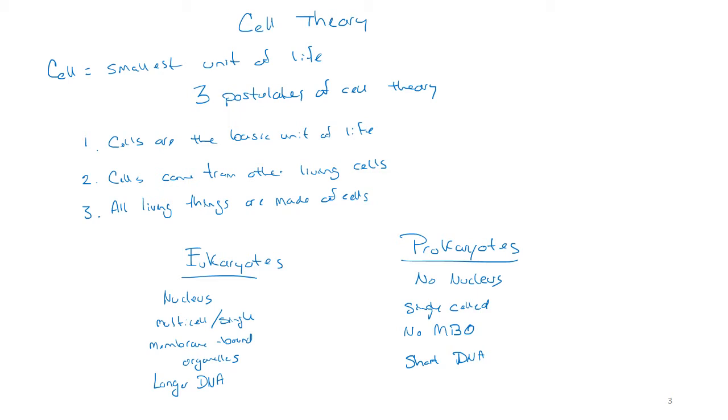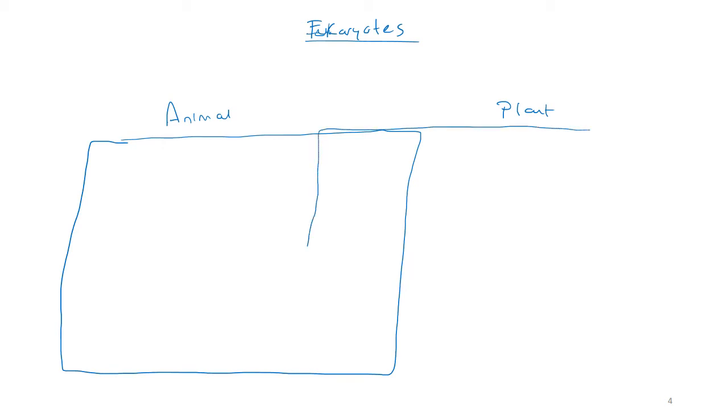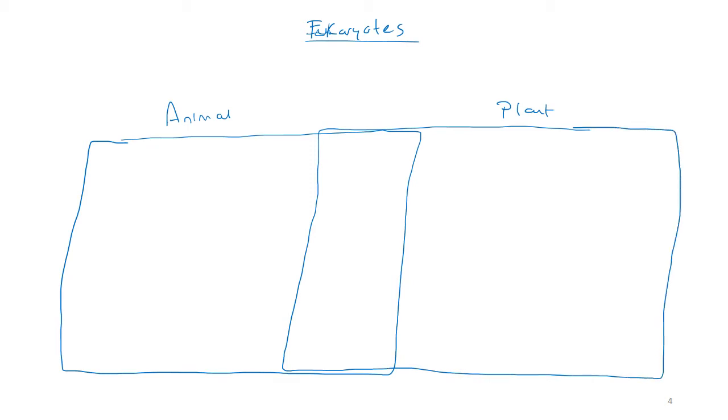So let's go ahead and try looking at these eukaryotes again. There's a U in there. Now, eukaryotes can be broken down into two main types of cells. We have animal cells, and we have plant cells. Plant and animal cells are kind of unique, but they do have a lot in common. So I'm making a Venn diagram here. Squares are easier than circles.